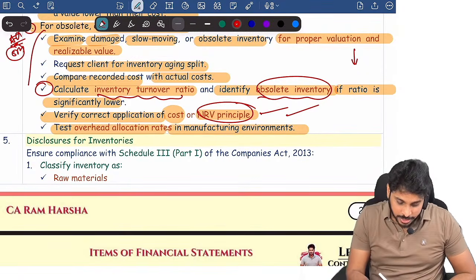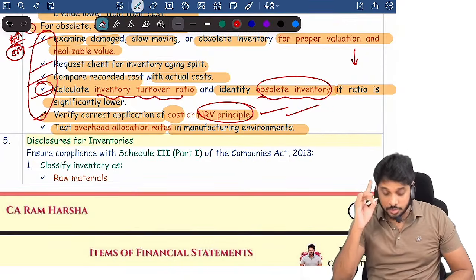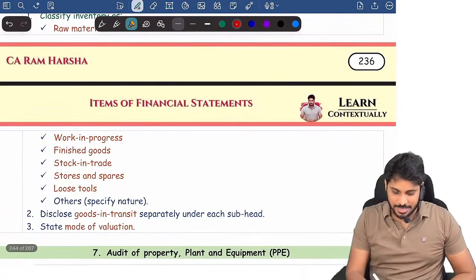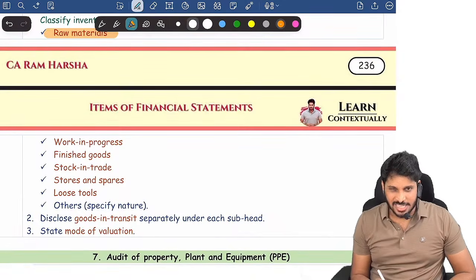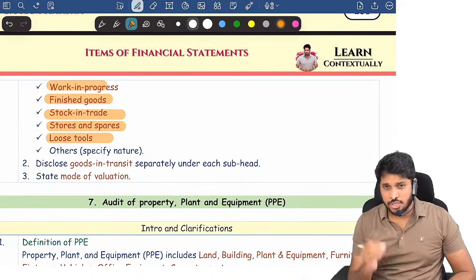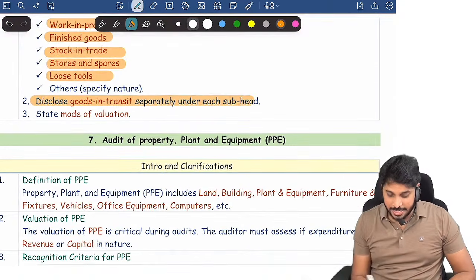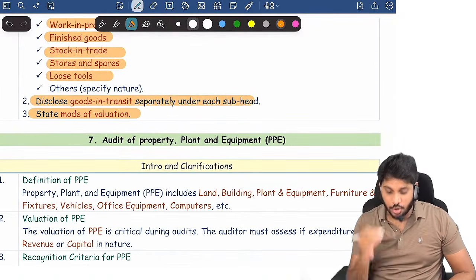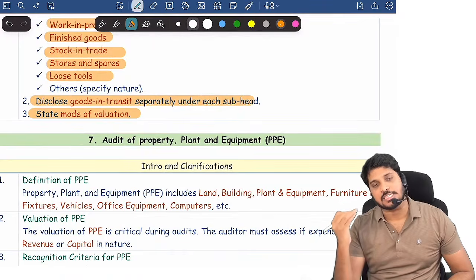Actually, for obsolete and damage, first these 5 points only are important. These 5 points are very, very important. Then finally, disclosures. Inventory has to be disclosed as raw material, how much work in progress, how much finished goods, how much stock in trade, how much stores and spares, and then loose tools. And disclose goods in transit separately. And you should also mention the mode of valuation separately.